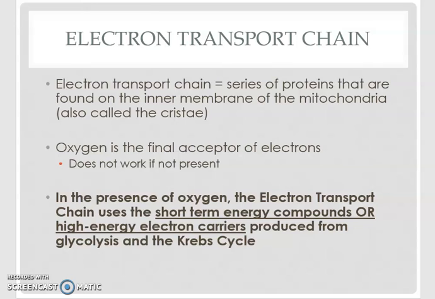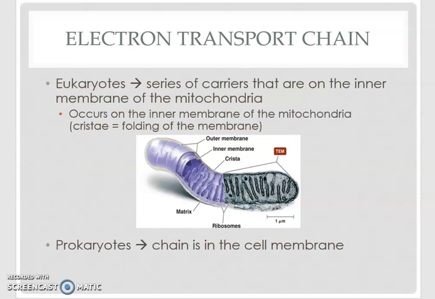The electron transport chain in eukaryotes is going to be located in the cristae of the mitochondria, which is the inner membrane. In prokaryotes, it's going to actually be in the cellular membrane. You can see a summary of that here. So again, eukaryotes, the electron transport chain, or the series of proteins, are on the inner membrane of the mitochondria. In prokaryotes, it will just be in the cell membrane.